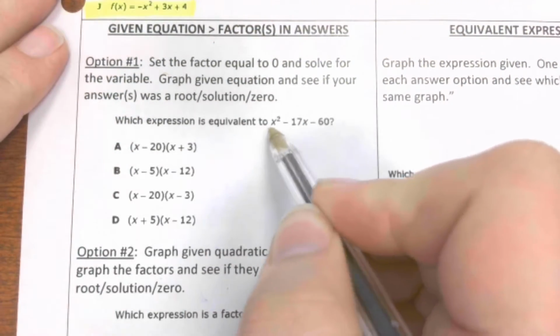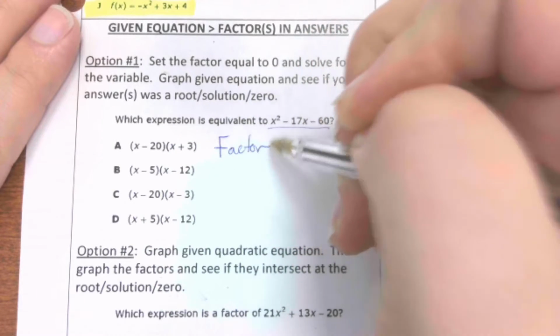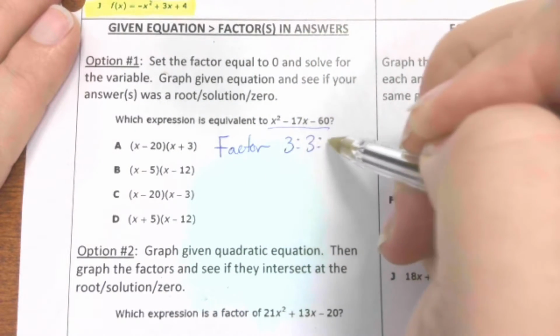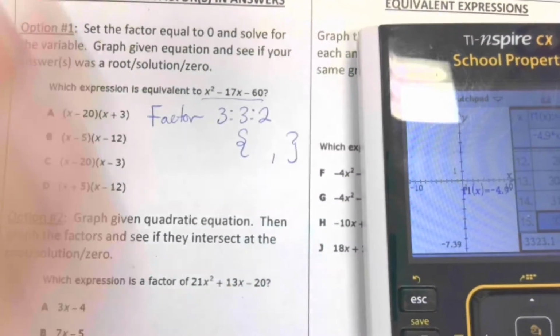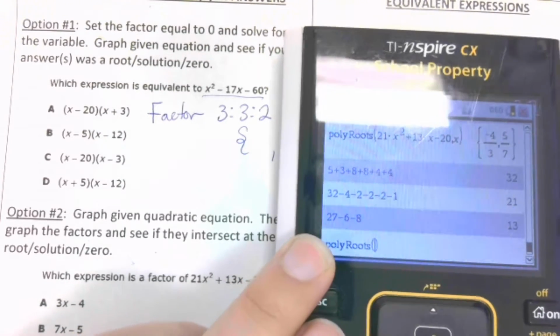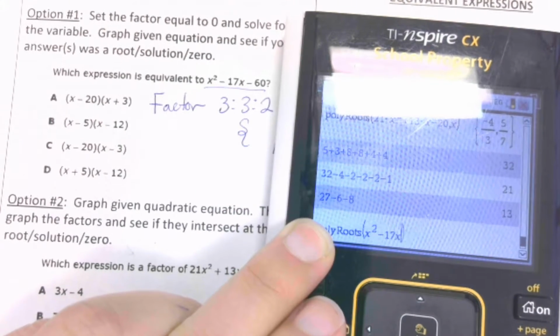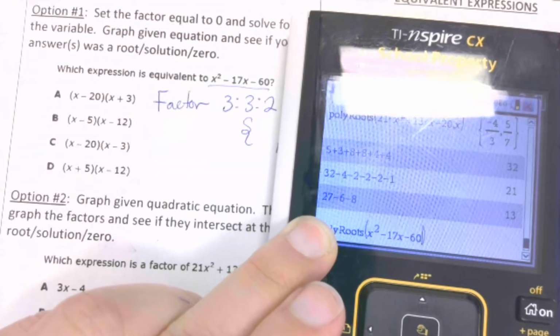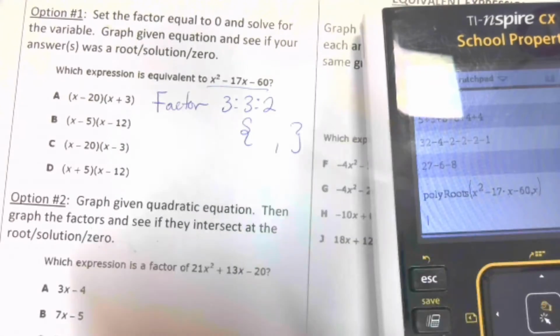Anytime it gives you a quadratic and then it has 2 parentheses like this, you should automatically know the key word. It is factor. Anytime it's factor, it's 3, 3, 2. We're going to pop that in the calculator. We're going to get out some numbers just like on our warm-up. Menu 332. Throw that in there. X squared minus 17x minus 60, comma, x. I'm getting negative 3 and a positive 20.